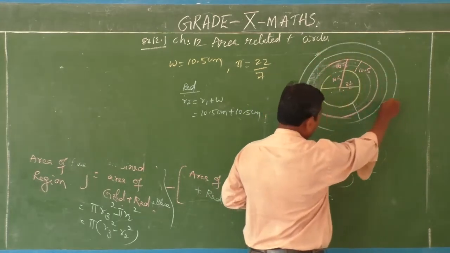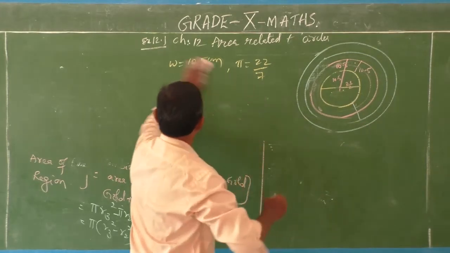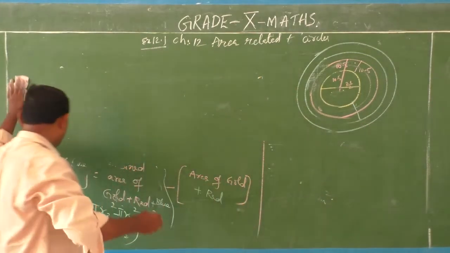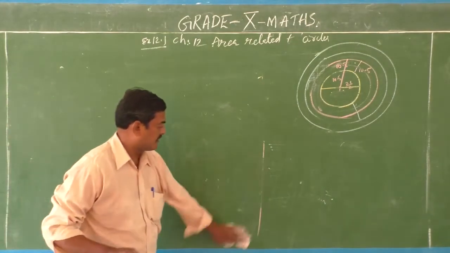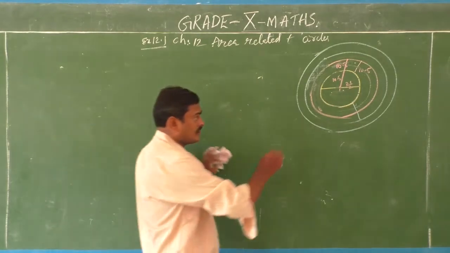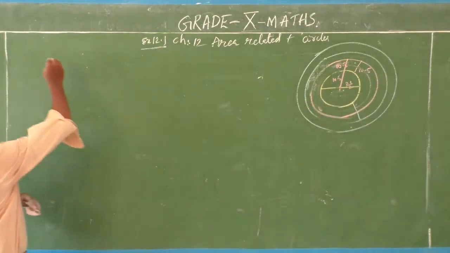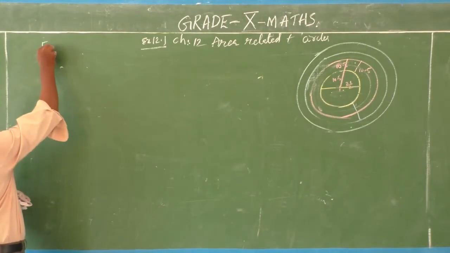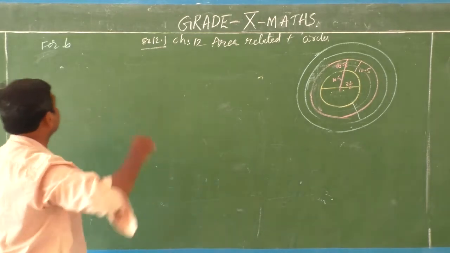Black region means here black region. How can we find out the black region? So here R1, R2, R3, R4. Now R4 for black region.